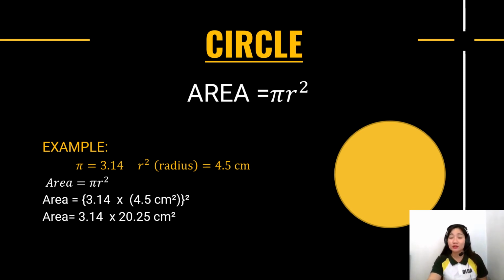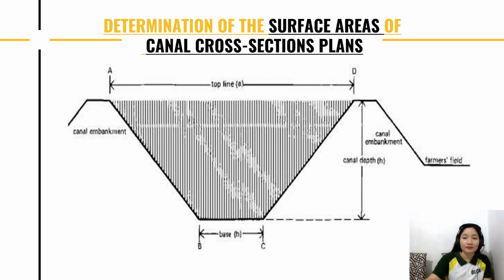That will give you 20.25 centimeters squared. So the total area of the circle is, yes, 63.59 centimeters squared.